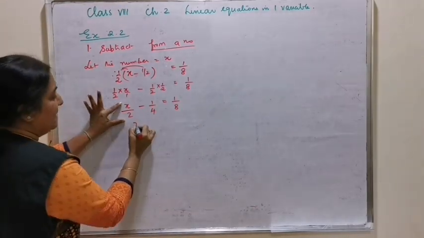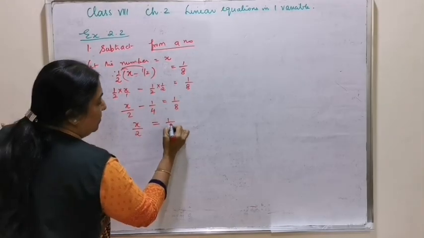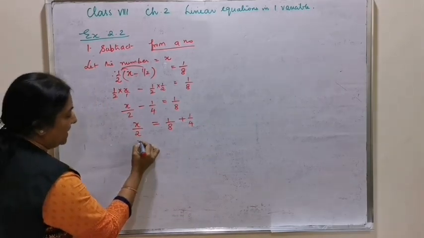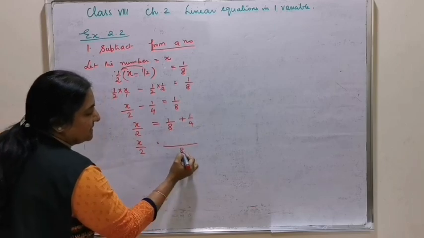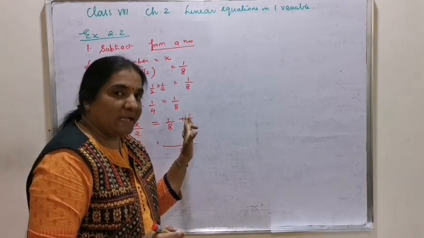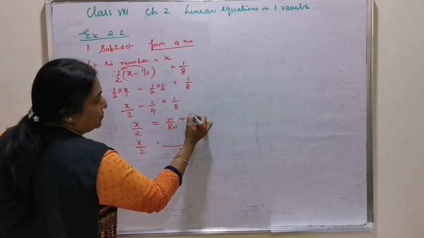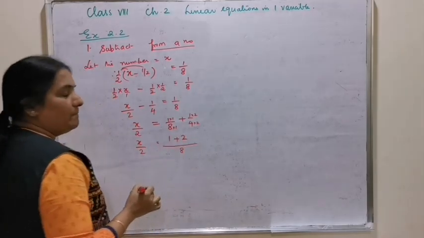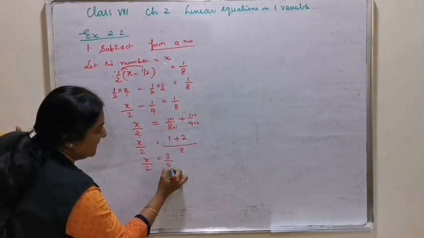The variable on the left hand side and the number on the right: 1 by 8 plus 1 by 4. X by 2 is equal to... the LCM of 4 and 8 is 8. As I have mentioned, 8 is a multiple of 4. So LCM is 8: 1 into 1, and 1 into 2, 2 into 2. So it becomes 1 plus 2 by 8. X by 2 is equal to 3 by 8.